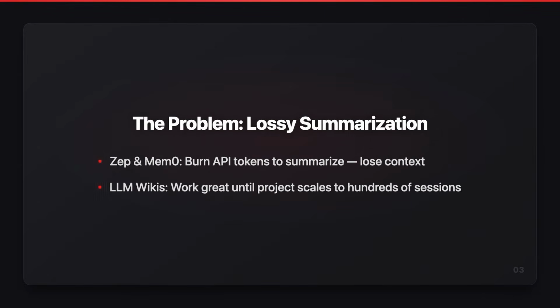So first, the problem with modern AI memory, which is lossy summarization. Standard approaches like Mem0 or ZEP burn paid API tokens to physically summarize your text before storing it. They delete your raw conversation to save space, but in doing so, they destroy the nuance of exactly why you made a decision. Other systems, like LLM Wikis, try to preserve everything in Markdown files. This works great at first, but as your project grows to hundreds of sessions, the accumulated documents eventually exceed the LLM's context window, and you are back to square one.